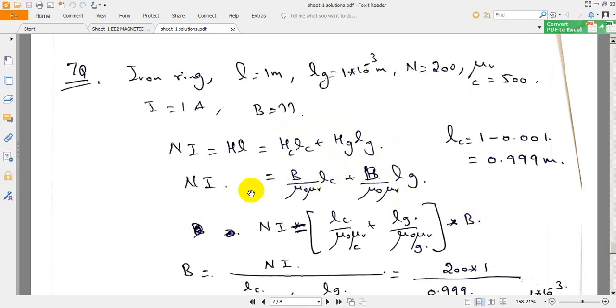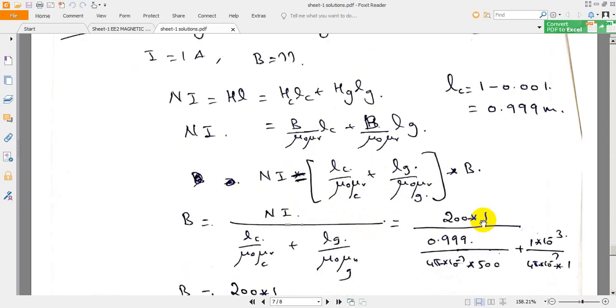From this we can write Ni is equal to, from this expression you can take B by mu naught mu r as common, or simply you can take B as common, and you can write it as Ni is equal to Lc by mu naught mu r plus Lg by mu naught into B, or simply B is equal to Ni divided by Lc by mu naught mu r plus Lg by mu naught. This term is for the core and this term is for the air gap.